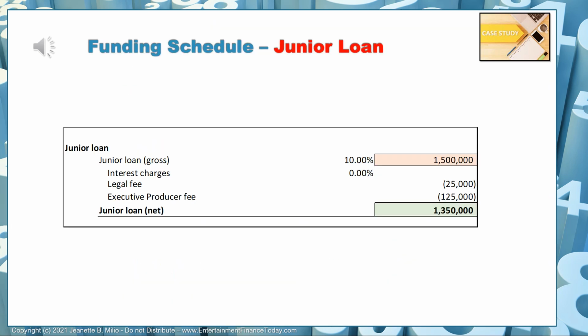So the junior loan is still 10% of the budget, but in this case, it is actually 10% of $15 million, not 10% of $10 million, which is why the loan amount is increased now to $1,500,000. And there is a legal fee and an executive producer fee, and we're deducting all these fees. So the net junior loan that we will be receiving to cover the production cost is $1,350,000.